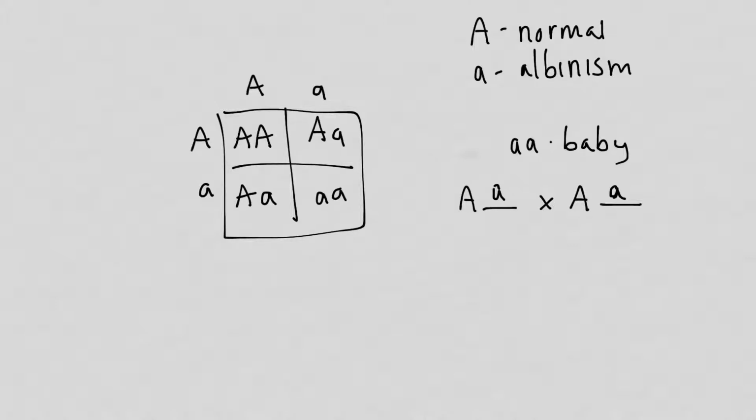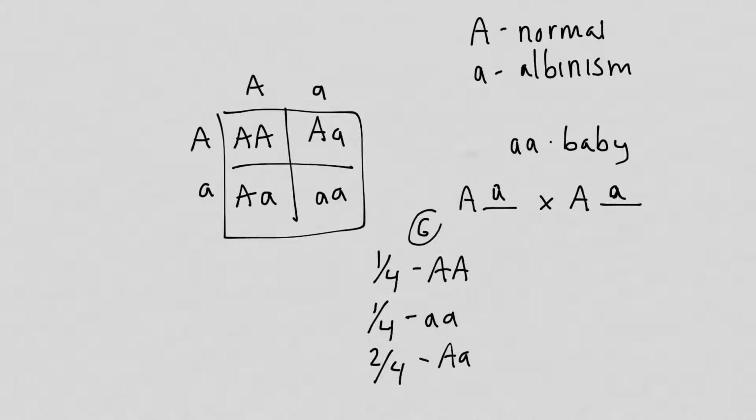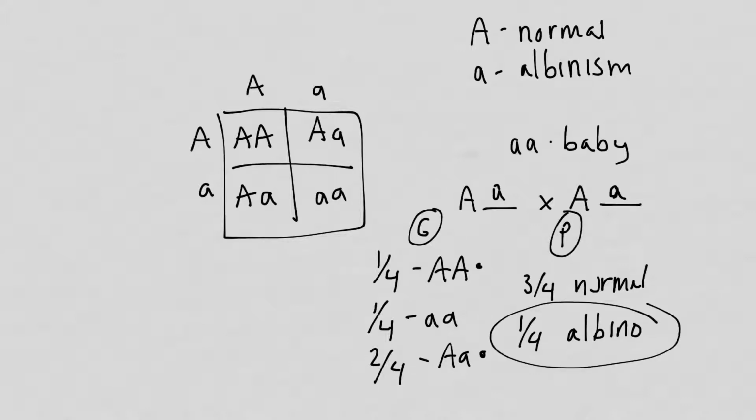So there was a 1 out of 4 chance that it would have been homozygous dominant, 1 out of 4 for homozygous recessive, 2 out of 4 for heterozygous. That's our genotype ratios. For our phenotype, this one and this one would have all been normal. So 3 out of 4 normal, 1 out of 4 albino. So there was a 25% chance that it would have been albino.